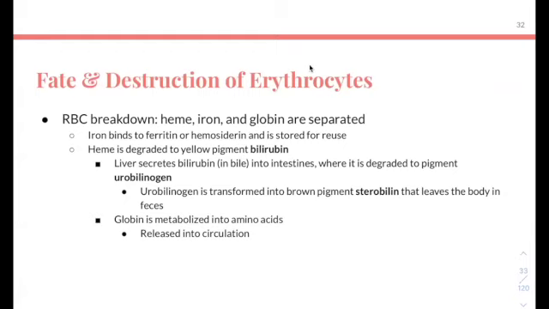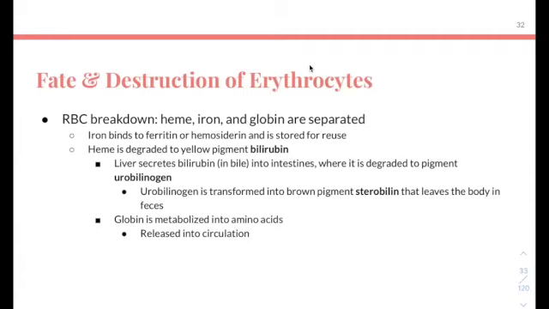We also get bilirubin from the liver. That gets secreted into the intestines. As the intestines break down food and everything else, they break down the bilirubin into urobilinogen. The urobilinogen turns into a brown pigment, stercobilin, and that leaves the body as feces.